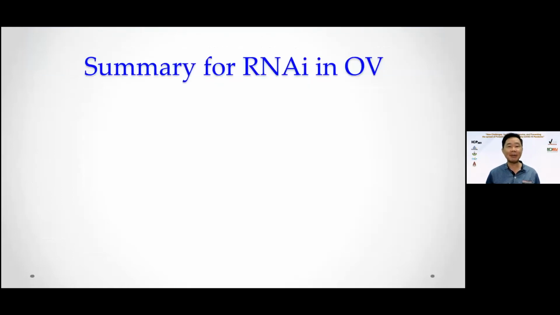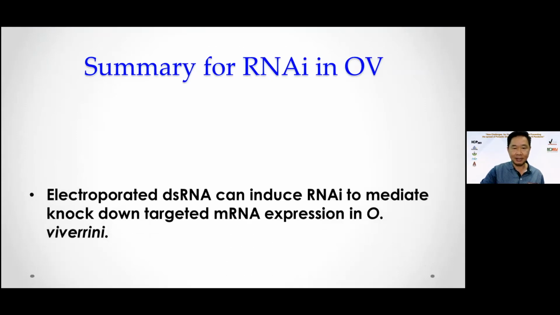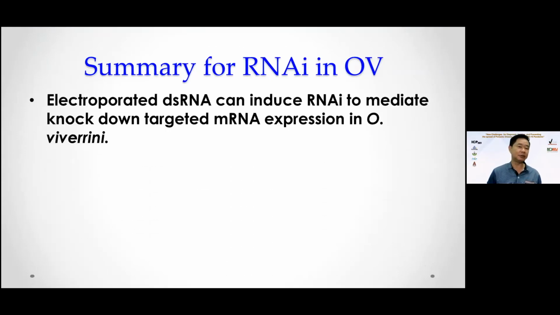So in summary, we have done RNA interference for the OV in several target genes. I would encourage you, if you want to investigate gene function, that electroporation of double-strand RNA can induce RNA interference to knock down the target gene in Opisthorchis viverrini. And I think it also works in other helminths as well.